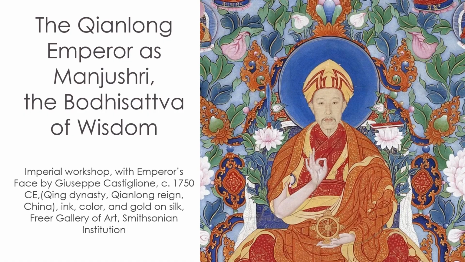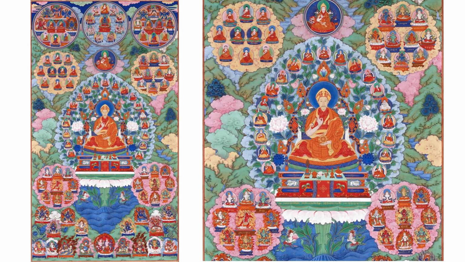One piece in particular, Castiglione's The Qianlong Emperor as Manjushri, the Bodhisattva of Wisdom, stuck out as being analogous to King Solomon Enthroned with Angels. Created by the Imperial Workshop, with the face finished by Giuseppe Castiglione, The Qianlong Emperor as Manjushri is a mid-18th century Buddhist thangka, a type of painting or textile image made to convey religious concepts in a similar manner as the illuminated manuscripts created by the Shiraz school in the 1500s.